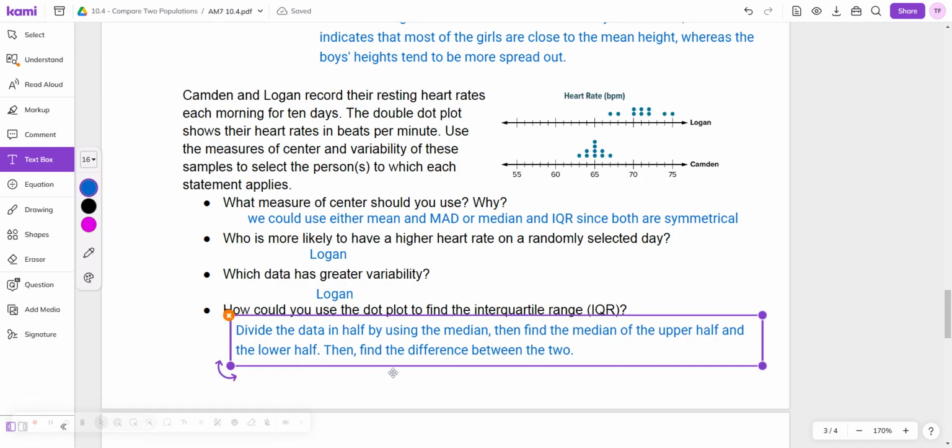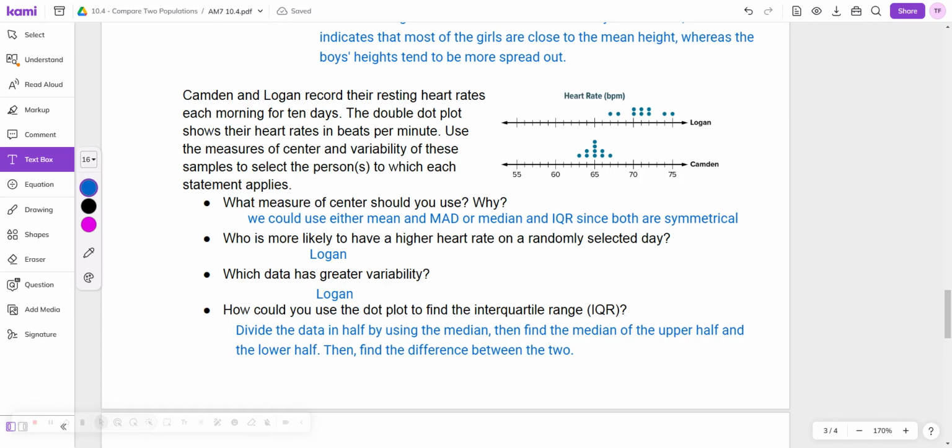How can you use the dot plot to find the interquartile range? Well, keep in mind that we can do this. All we would have to do is find the dividing line between the lower half and the upper half, then find the medians of the lower half and upper half, and then find the difference between the two. Just remember, even though it's not nicely laid out, we still can very easily find it.